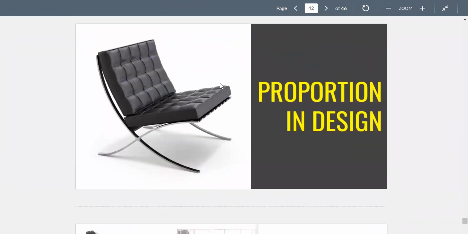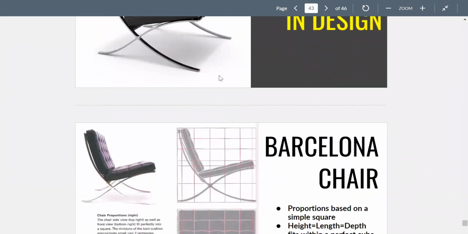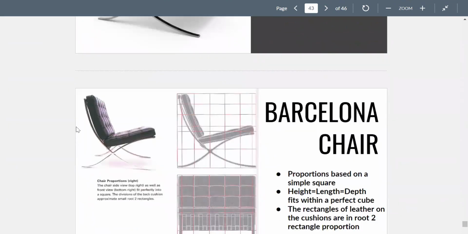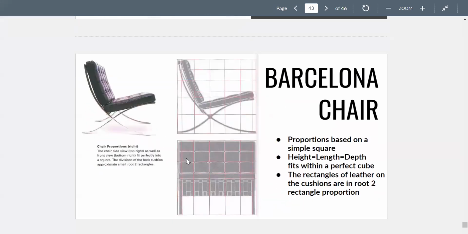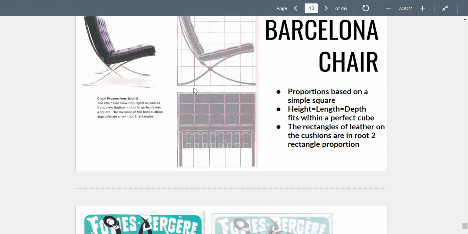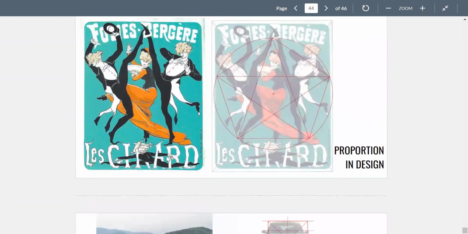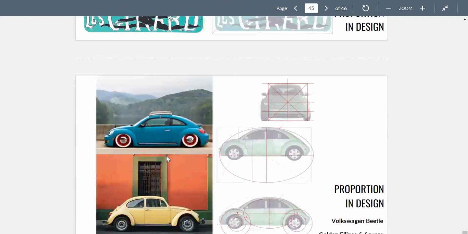See, this is the Barcelona chair done by architect Mies van der Rohe. See the proportion of it. He used the cube, actually, the five-part cube. So the length and the height and the width of the chair are the same. That's how he used the principle of proportion to make it more aesthetically pleasing. These are also some of the examples.